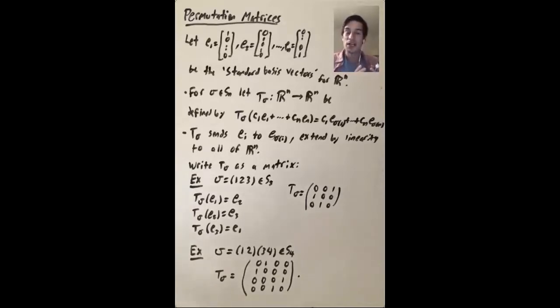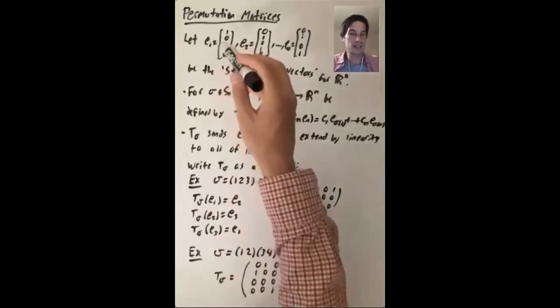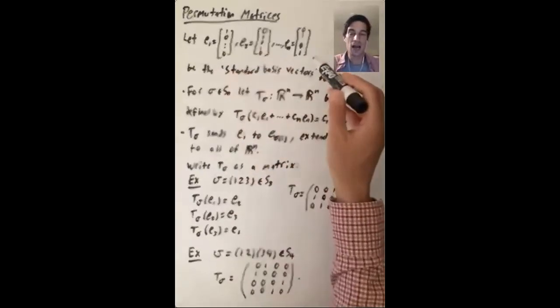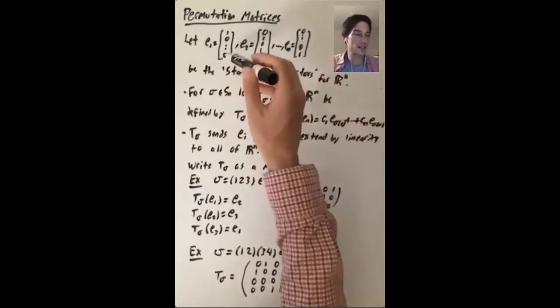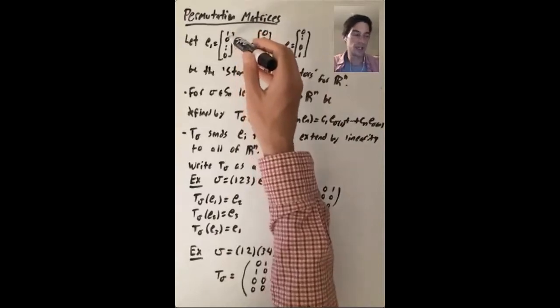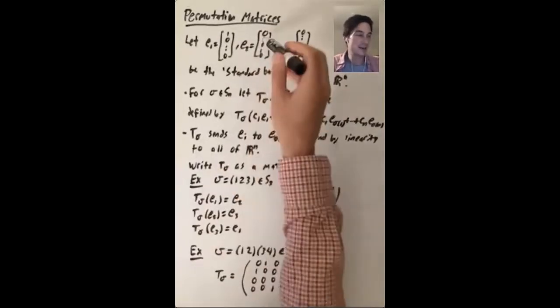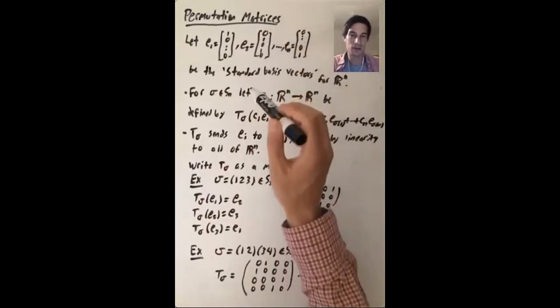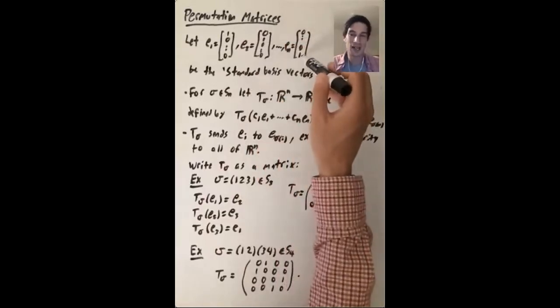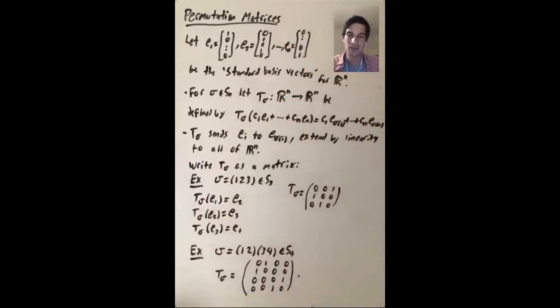It's permutation matrices. And this is going to be something that gives an interesting example moving forward a little bit to the next chapter. Let's start by just writing down the standard basis vectors for R^n. E1 is the column vector with a 1 in the first position and zeros everywhere else. E2 has a 1 in the second position and zeros everywhere else. En has a 1 in the nth position, zeros everywhere else.